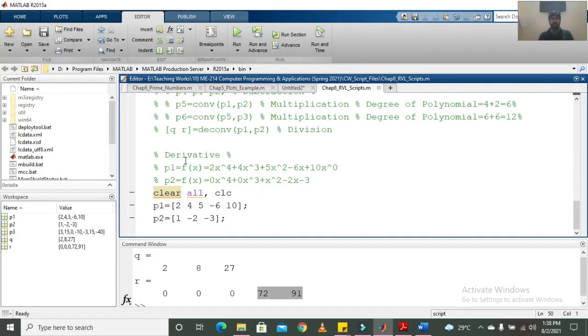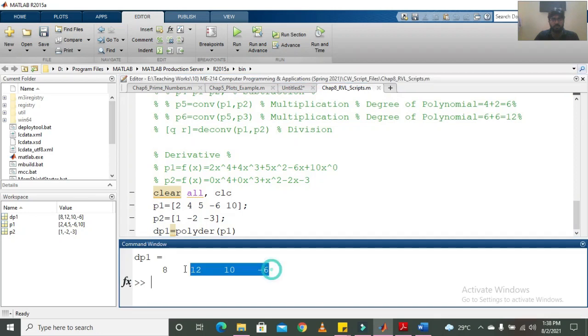So here, let's say I'm talking about the derivative of polynomial 1. I will use the MATLAB built-in function polyder, and inside the parenthesis I will define the polynomial P1. So when I execute it, here you can see this is the resultant, this is what the derivative of the polynomial P1 is.